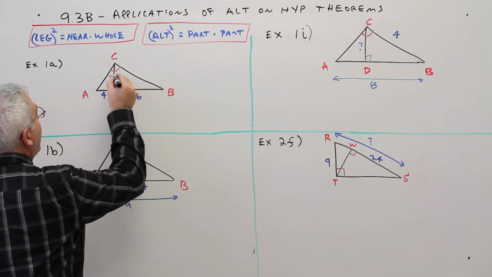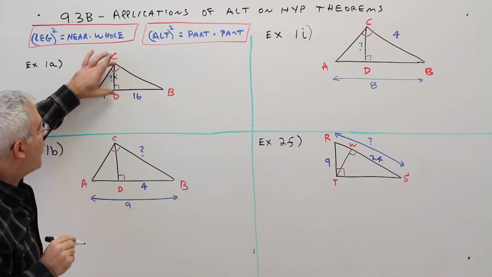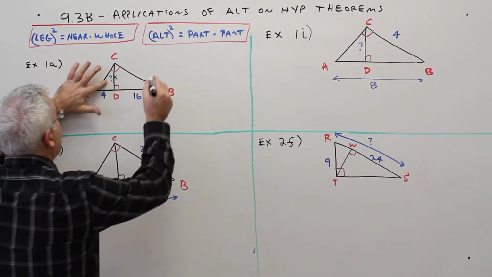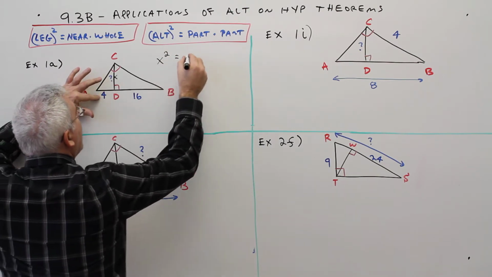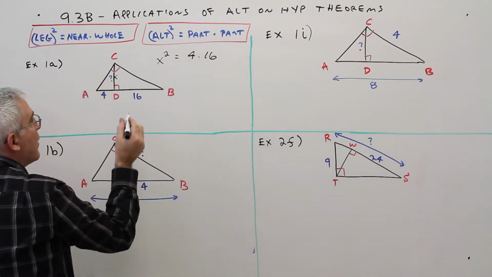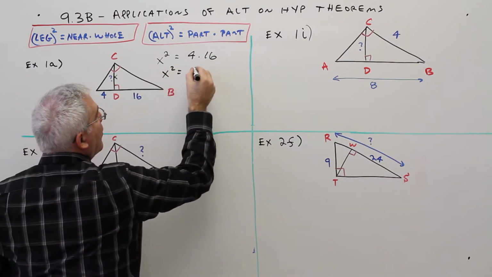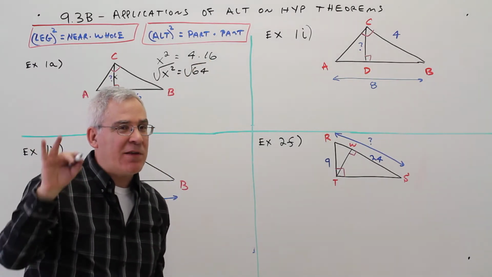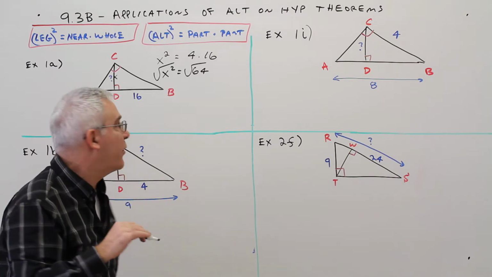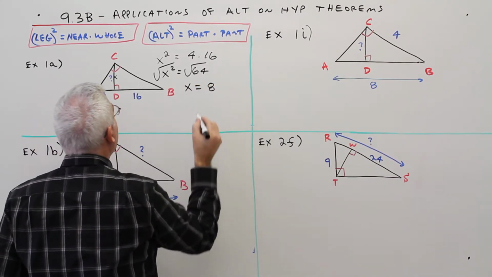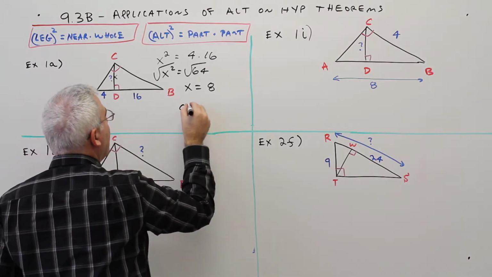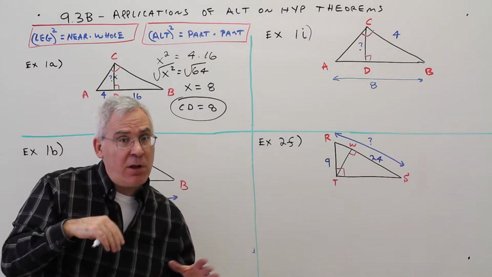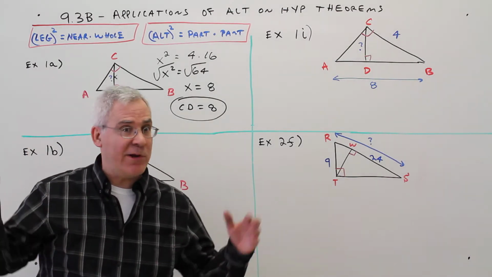So I'll just call this variable x. I'll notice what I'm looking for is an altitude. So I'm going to go over here. Altitude squared equals part times part. So I'll simply say x squared equals 4 times 16. X squared equals 64. Take the square root of each side. I'm not going to do plus or minus because I can't have a negative altitude. So x equals 8. And then they actually asked for CD, so CD equals 8. It's always a good idea to solve for your variable and then make sure that you answer the question, just like we've been doing all year long.